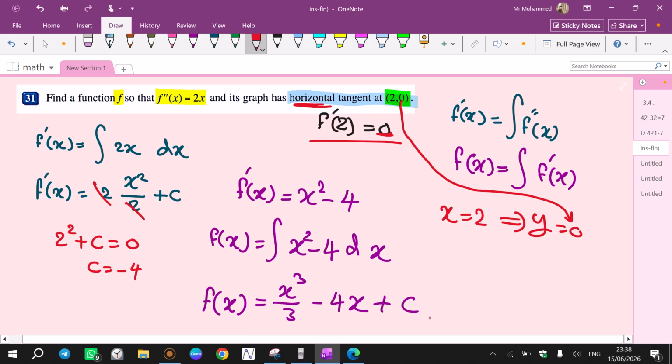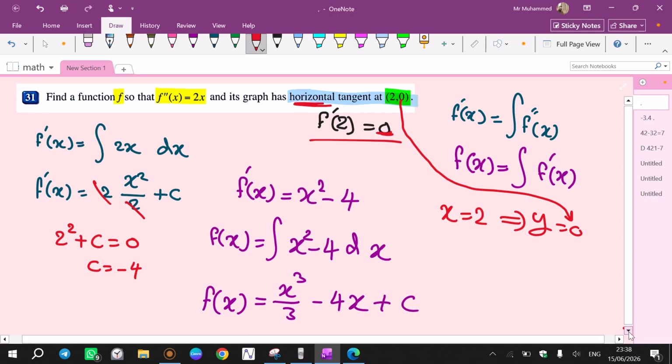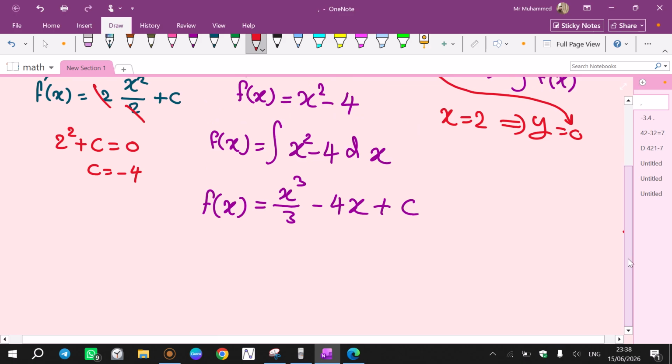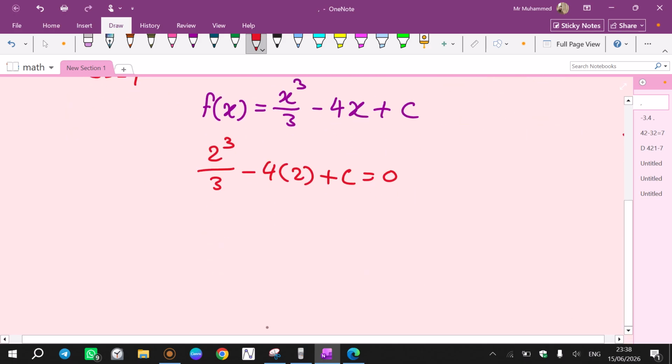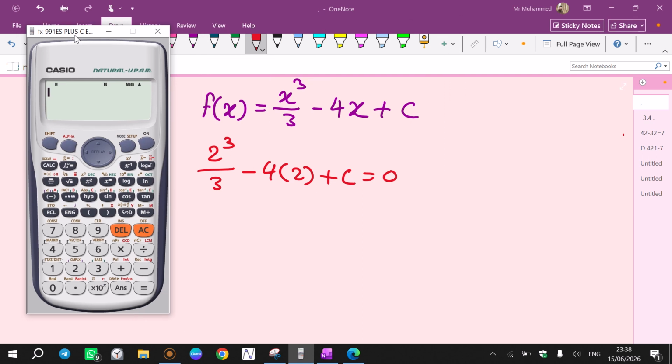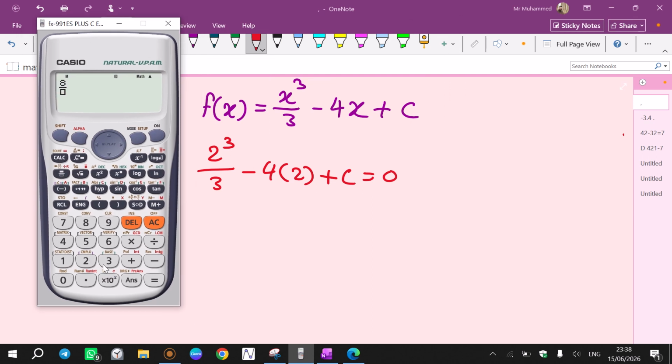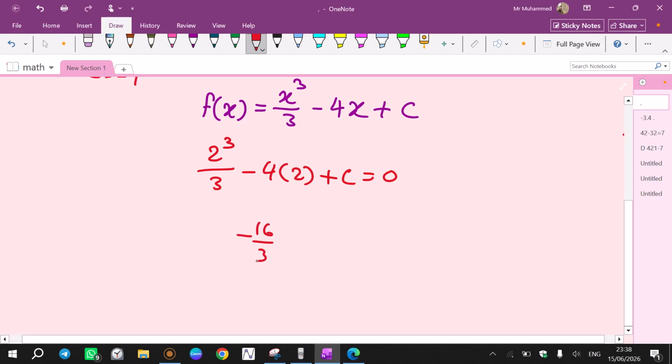Now in f, the one I just found, I'm going to replace x with 2 and equalize the result to 0. 2 power 3 over 3 minus 4 times 2 plus c equal to 0. Let's find c. 2 power 3 is 8, 8 over 3 minus 8. 4 times 2 is 8. 8 over 3 minus 8 is negative 16 over 3. Now I have negative 16 over 3 plus c equal to 0.